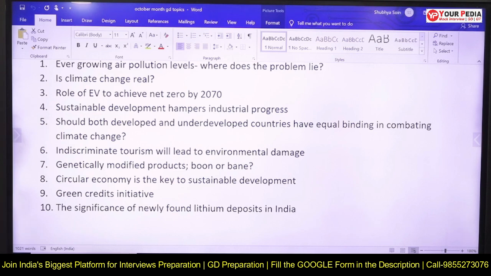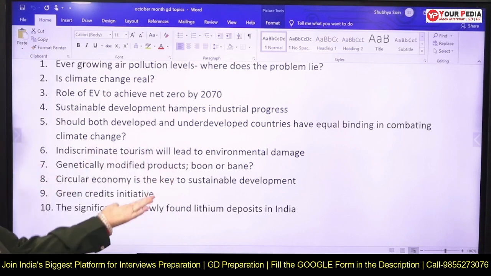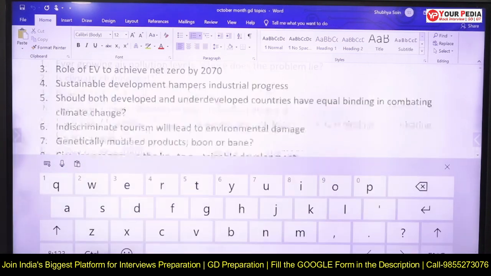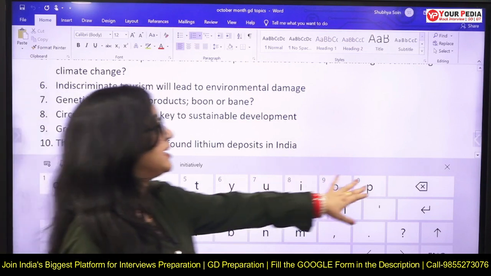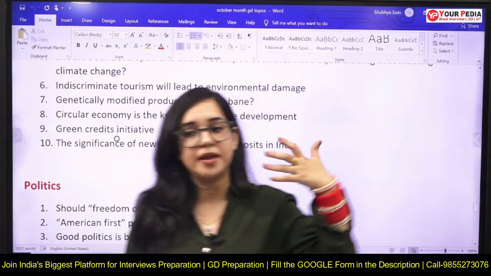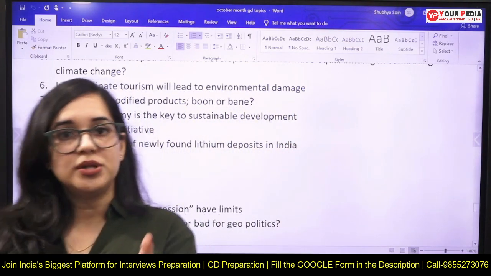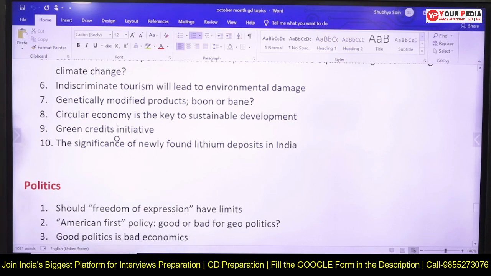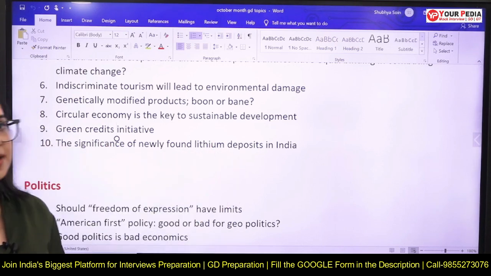Indiscriminate tourism will lead to environmental damage. Genetically modified products, is it a boon or a bane? Circular economy is the key to SDG, sustainable development. Then comes green credits initiative, which is being taken by a number of PSUs also these days. What's your viewpoint on it? Are you aware about it? The significance of newly found lithium deposits in India.